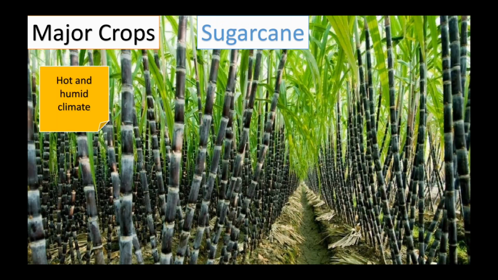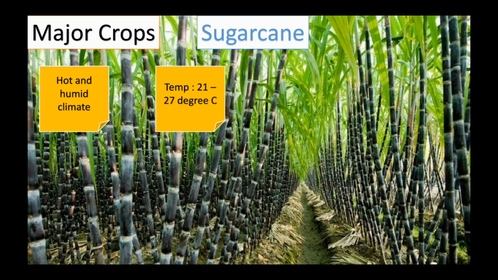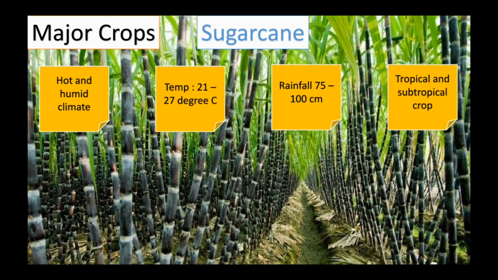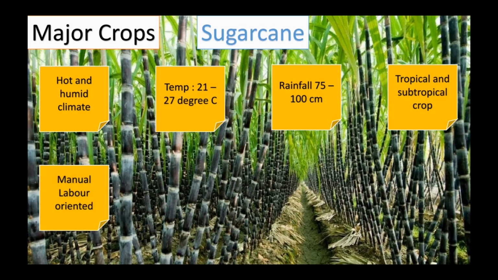Sugarcane is a food crop and grows well in hot and humid climate with annual temperature 21 degrees Celsius to 27 degrees Celsius and rainfall about 75 centimeters to 100 centimeters annually. It's a tropical and subtropical crop. This grows in any soil but requires irrigation in less rainfall areas. It needs manual labor throughout the period.